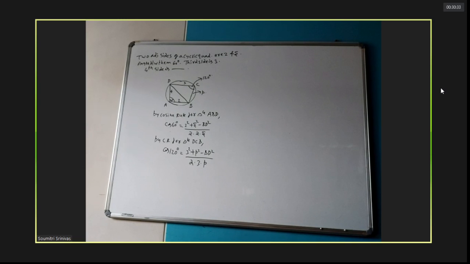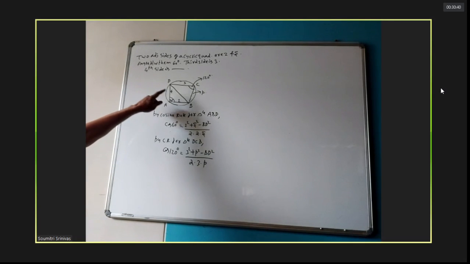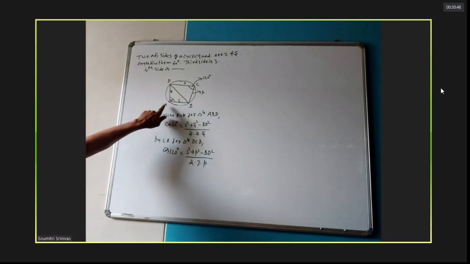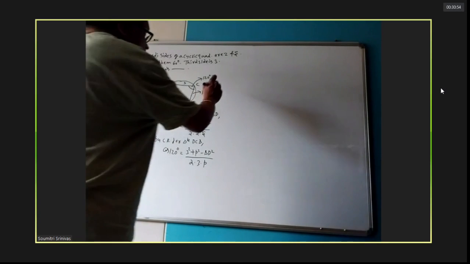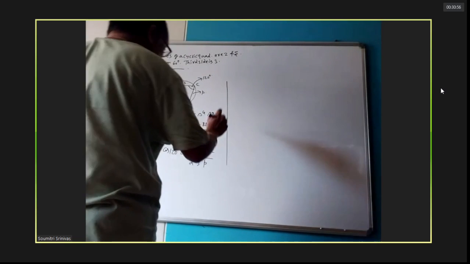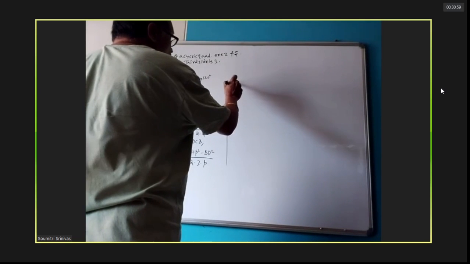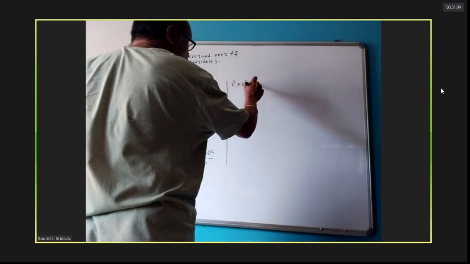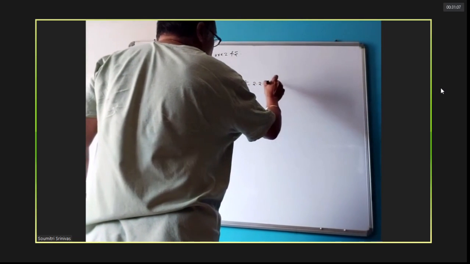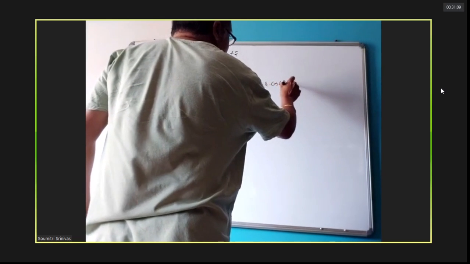In fact, if you directly write, it will save more energy. What is BD square? BD square is 2 square plus 5 square minus 2 into the product of these two into cosine of the angle. Correct? What is that you get? Bolo. 2 square plus 5 square minus 2 into 5 into cos 60 is equal to.